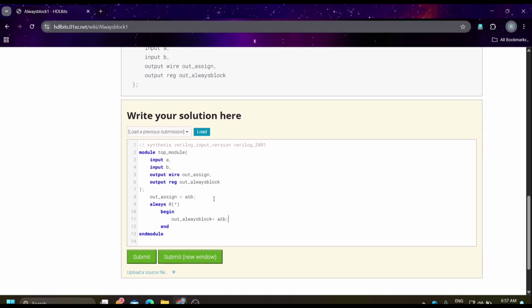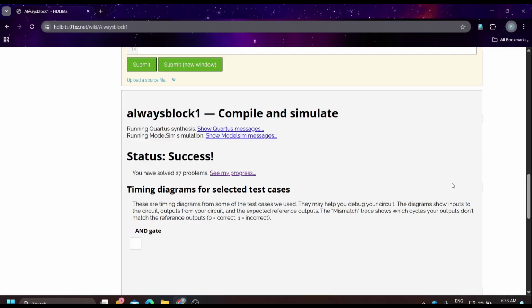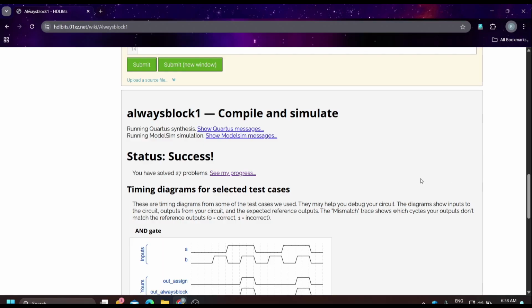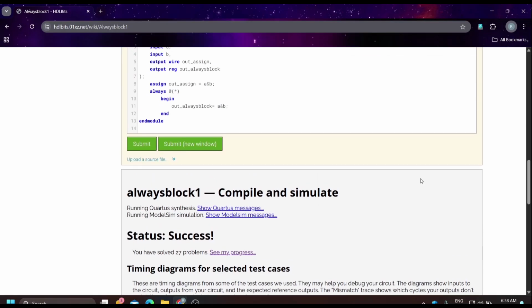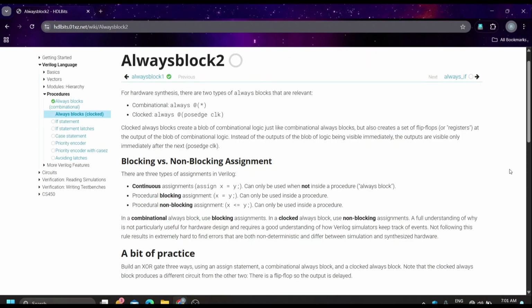So let's see, here we made one mistake. We did not write assign out assign. So this is the assignment statement. We can write like this, right? Let's check it. Okay, so whatever we wrote, that one is correct. So let's solve one more question. This is the second question.